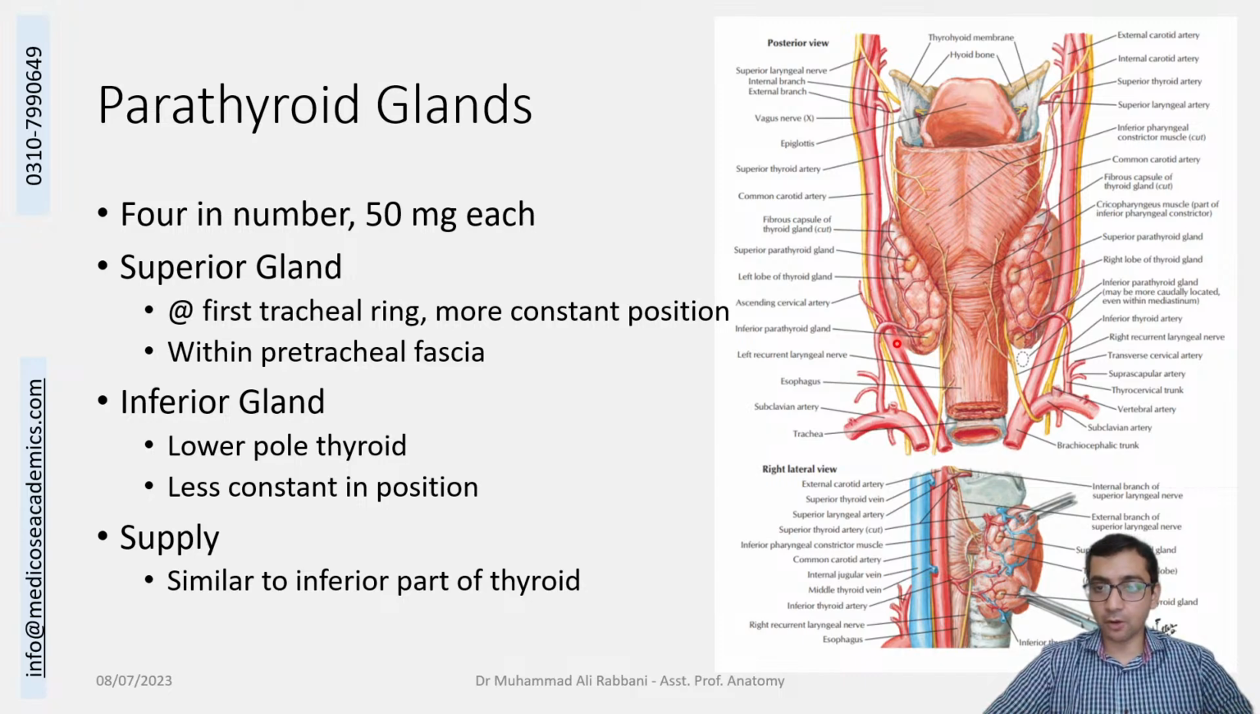Embryologically speaking, the inferior ones have migrated a long way, and due to this long migration, they have a very variable location, depending on the height and embedding in the fascia. They are present at the lower pole of the thyroid gland, and sometimes above it, sometimes below in the mediastinum, and they may be present outside the fascia, inside the fascia, and even within the gland also. The lymphatic, arterial and nervous supplies are similar to the lower part of the thyroid gland, that is the inferior thyroid artery and the deep group of cervical lymph nodes.